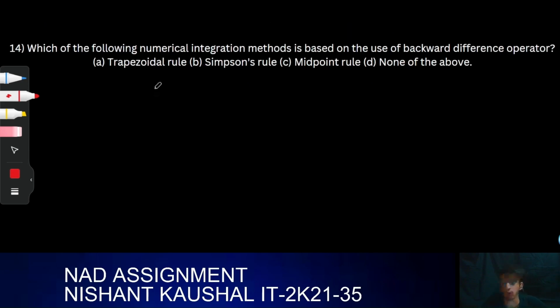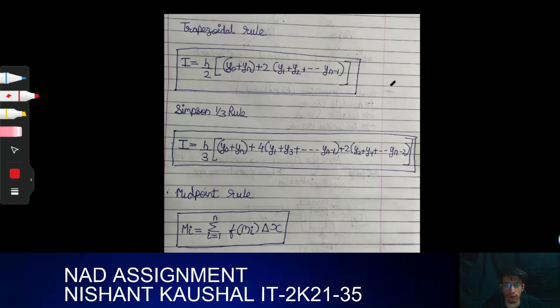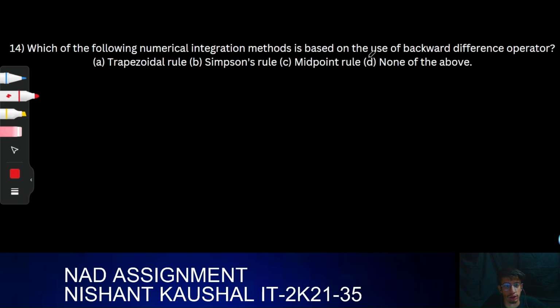Let us proceed to question number 14. Which of the following numerical integration methods is based on the use of the backward difference operator? Trapezoidal, Simpson's, midpoint rule, or none of the above? Let us see the formulas for each option. In the trapezoidal rule, we are not using the backward difference operator, so it cannot be the answer. In Simpson's one-third rule, we are also not using the backward difference operator. And in the midpoint rule, we are also not using it. So the answer will be D, none of the above.